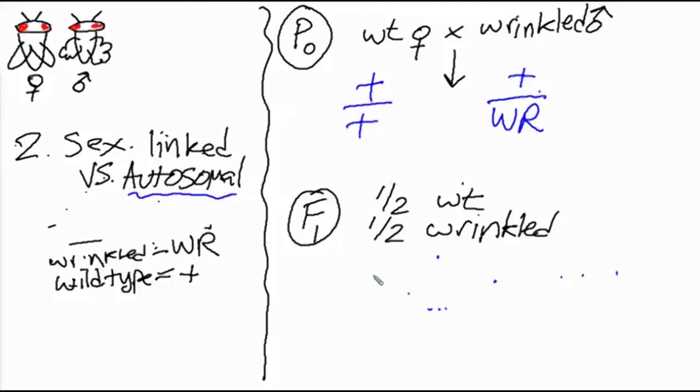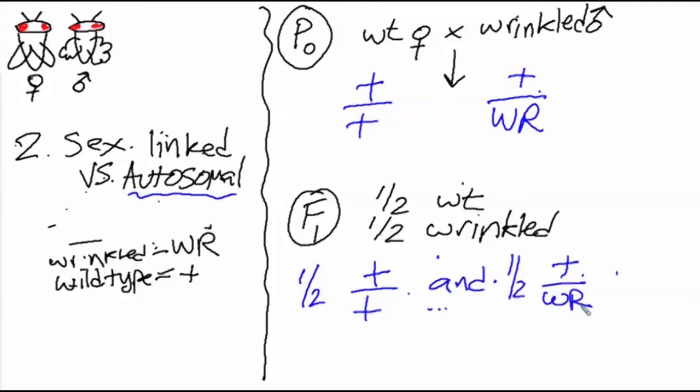But now when we did the cross, half of the F1s would be plus over plus, and half of the F1s would be plus over wrinkled, giving us half wild-type flies of both genders and half wrinkled flies of both genders, consistent with the data that we were given. So from this, we can conclude that the wrinkled phenotype is being inherited in a dominant autosomal fashion, and that the original wrinkled mutant fly that we were given was a heterozygote.